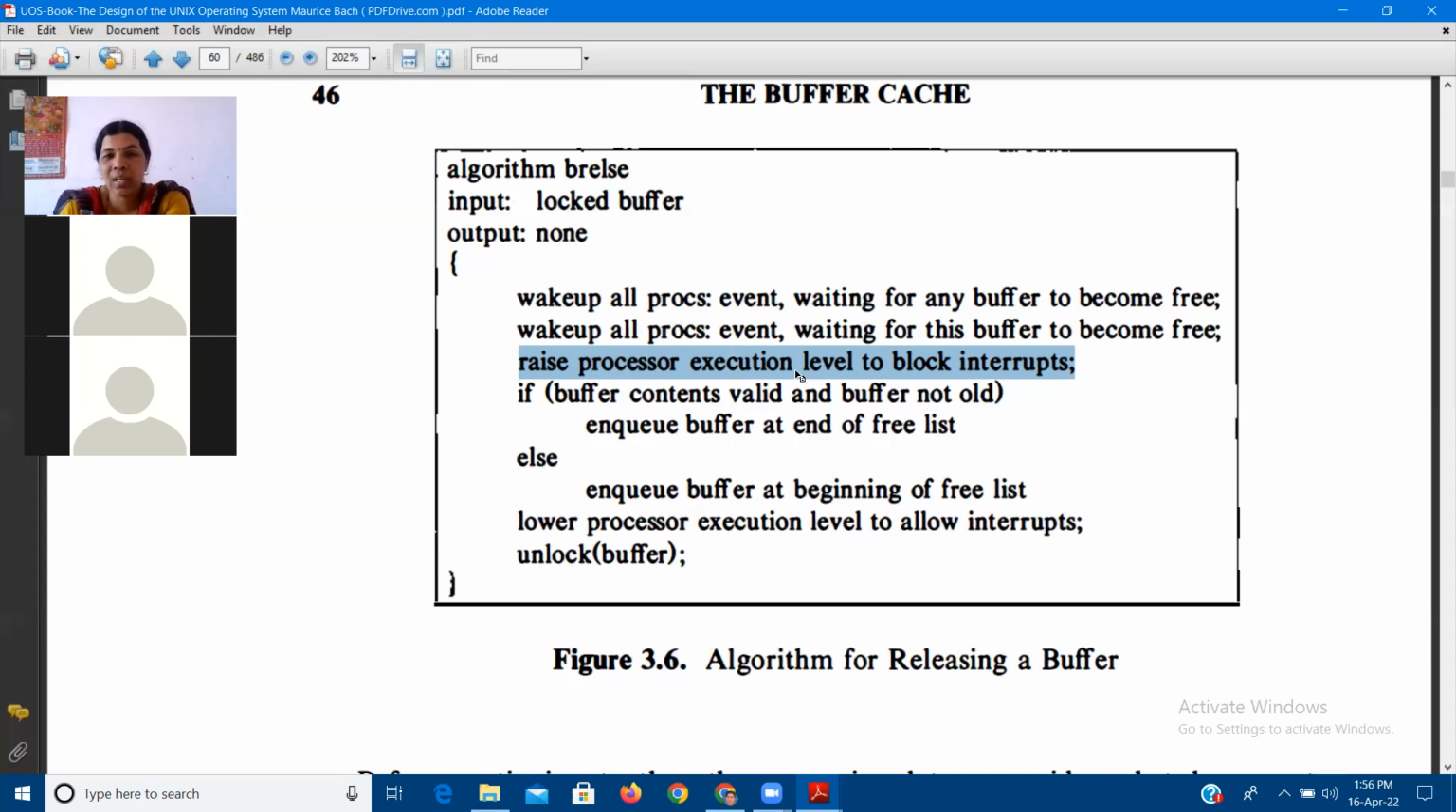Once the machine is running, after that if my hard disk is not working, then I will listen to the hard disk. After the hard disk, I will listen to the clock interrupts. After clock interrupts, I will listen to the network devices. Like that, at last I will listen to the software interrupts. And after software interrupts, I will listen to the user programs. So these are the processor execution levels. So what does the kernel do?